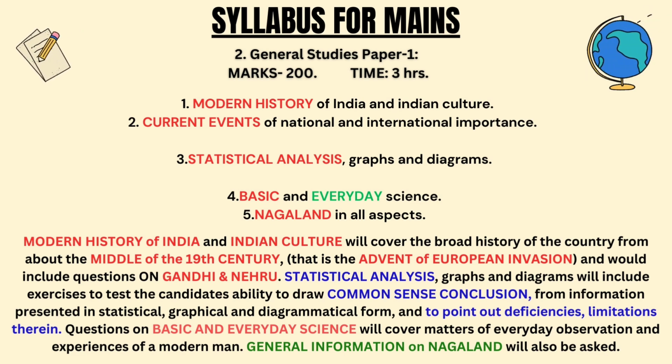Modern history of India and Indian culture will cover the broad history of the country from about the middle of the 19th century, that is the advent of European invasion, and would include questions on Gandhi and Nehru. Statistical analysis, graphs and diagrams will include exercises to test the candidate's ability to draw common sense conclusions from information presented in statistical, graphical and diagrammatical form, and to point out deficiencies and limitations therein. Questions on basic and everyday science will cover matters of everyday observation and experiences of a modern man. General information on Nagaland will also be asked.